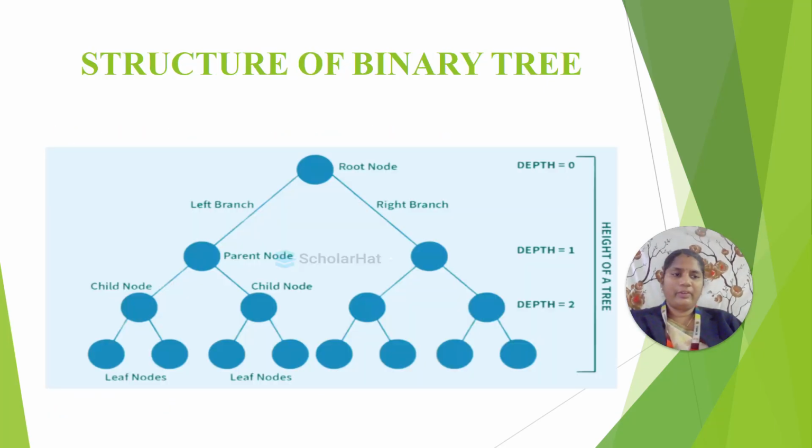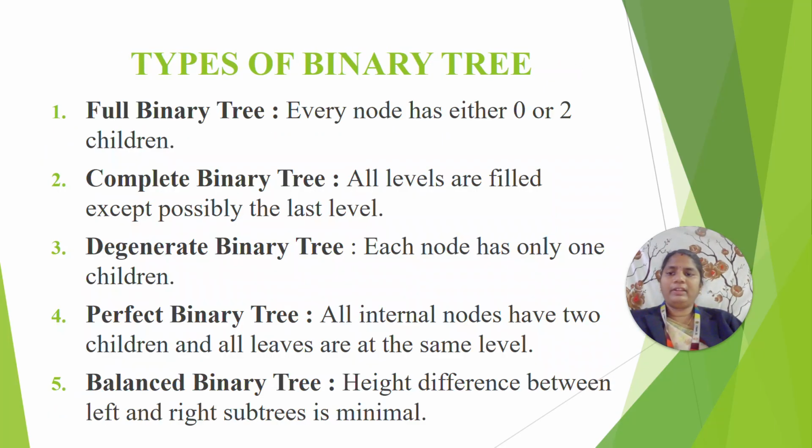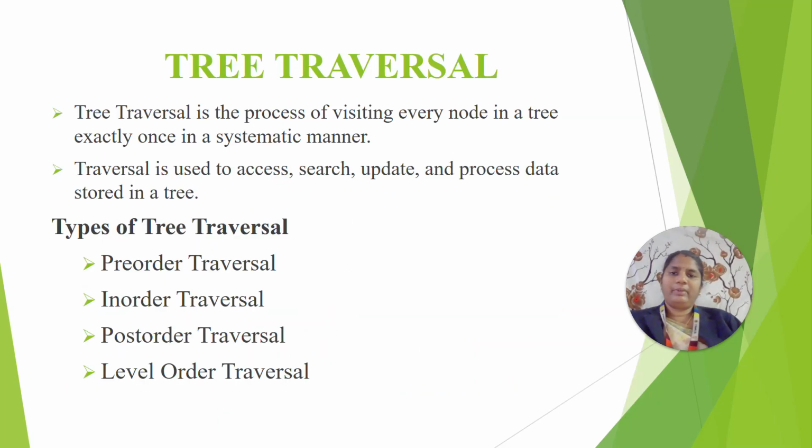So this is the structure of a binary tree. The types: first is the full binary tree, which has either 0 or 2 children. The complete one will always have all leaf nodes at the same level. Degenerate means each node has only one child. Perfect is a combination of full and complete. A balanced binary tree is one where the height difference between left and right should be minimal, either 0, 1 or minus 1. This is an example of a binary tree.